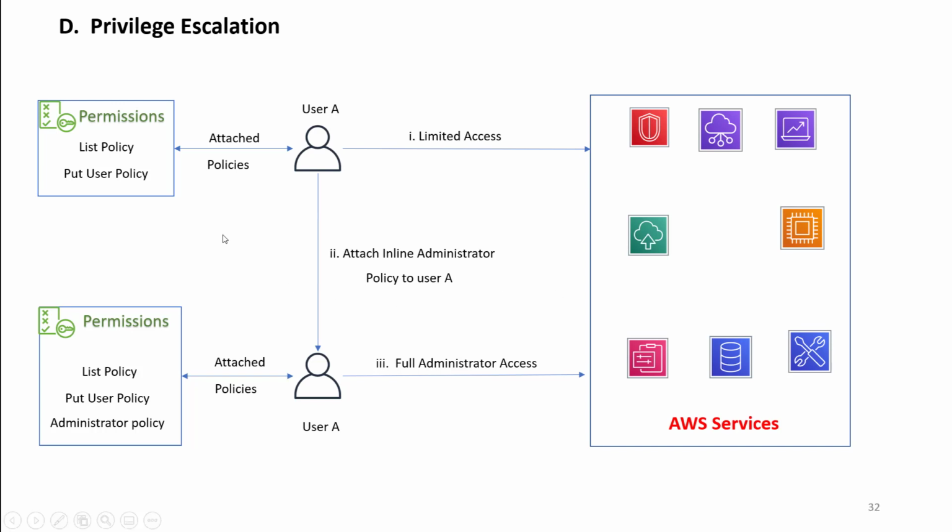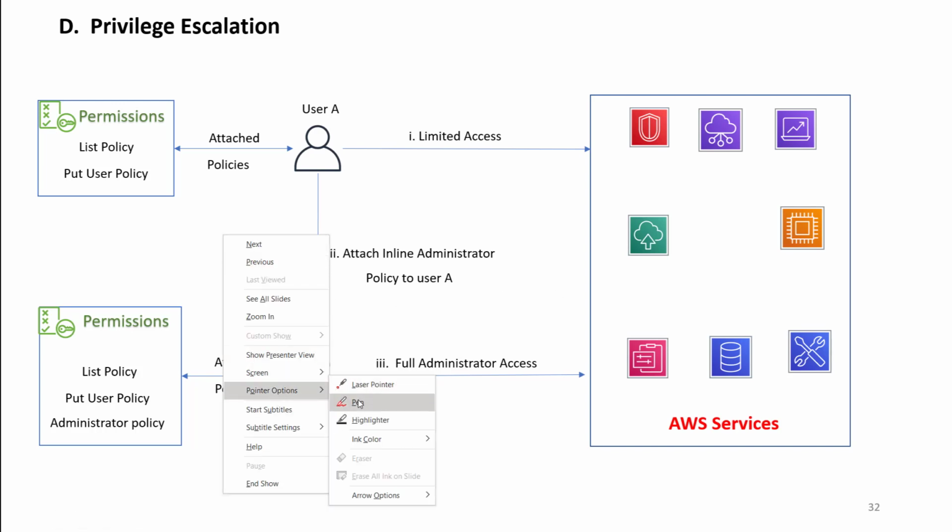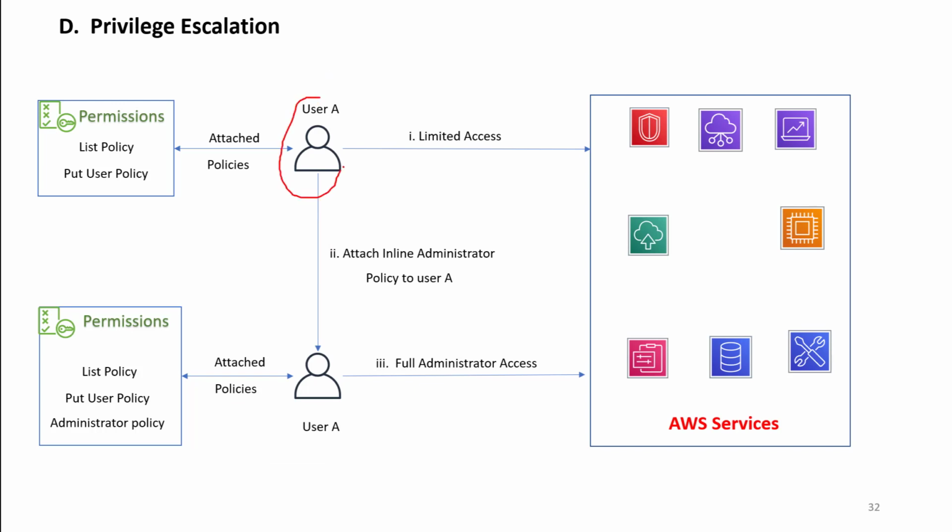As you can see here in the diagram, we have a user A who has limited access on AWS services. Initially it has limited access. Why? Because only two policies are attached to this user. One is list policy, so he or she can list down IAM users, IAM rights, and IAM roles. And the second one, this user has put user policy. That means this user can change the policy of any other user or himself.